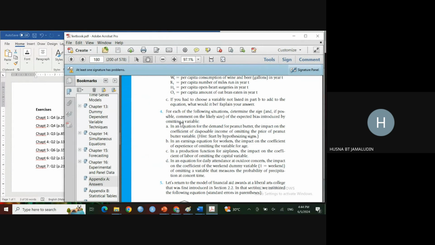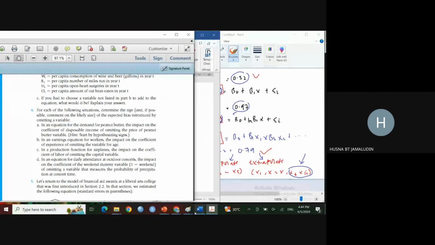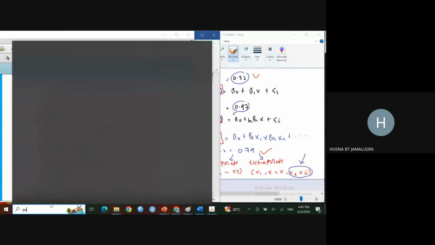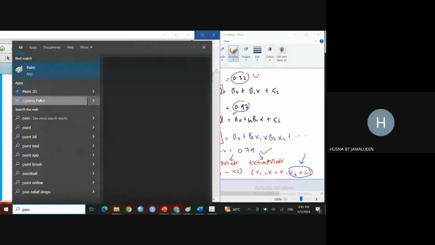Remember, chapter 6 is about relevant variables, whether you have put a relevant or irrelevant variable, or omitted a variable. Now, your task is to determine the sign and what kind of bias has been introduced because of the omitted variable. Is it negative bias, positive, or no bias at all? In an equation for the demand for peanut butter, the impacts of coefficients of, I think, should I write the equation?